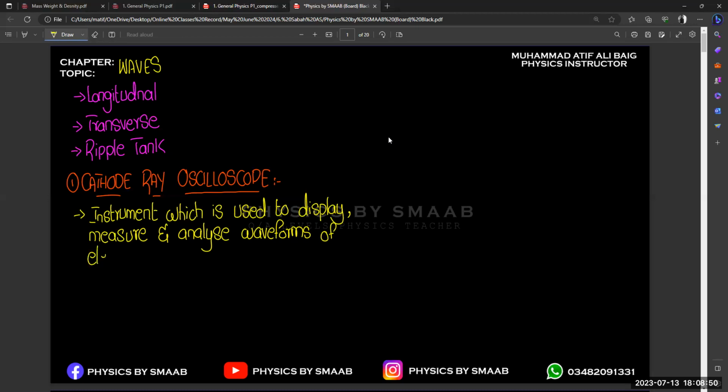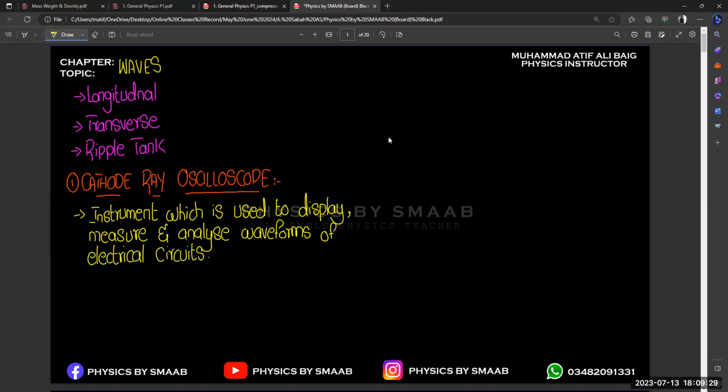In our daily life, or in engineering industries, we use it in circuits, right? It is also used in medical, but mostly it is used in electrical circuits, because we are studying physics. The concept of medical physics is included in your A2, the second year of your A levels. So we only talk about electrical circuits, because in this specific topic you need to know how to record the voltage with respect to time. That's why we write waveform of electrical circuits.